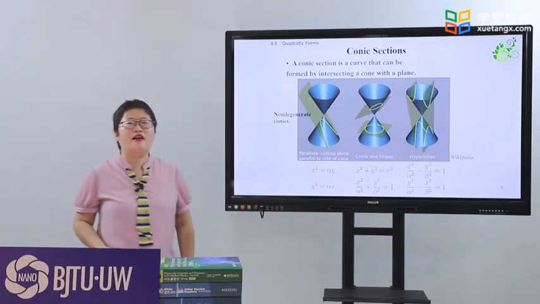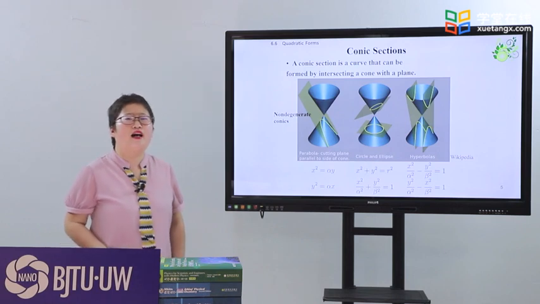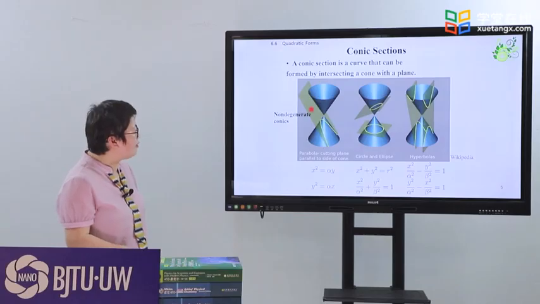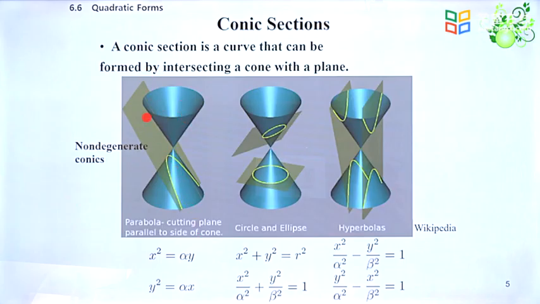Now we consider conic sections. A conic section is a curve that can be formed by intersecting a cone with a plane. Here we have a cone. We consider non-degenerate conics. If you use a plane to intersect with this cone in this position, you will get this curve, which we call a parabola. This cutting plane is parallel to the side of the cone.